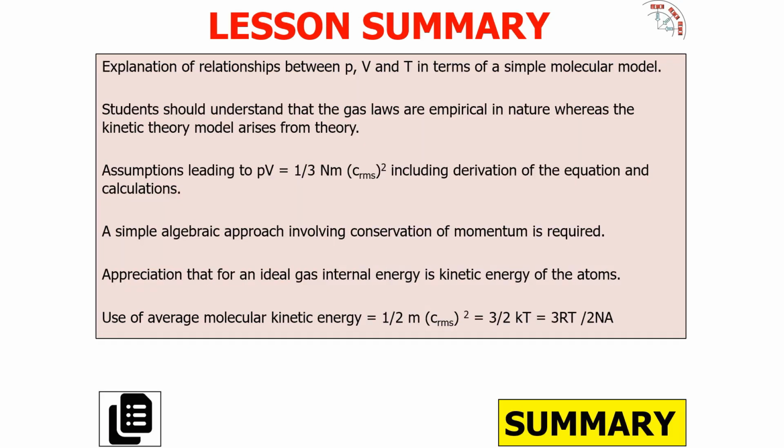So what we have learned in today's lesson is that we should be able to explain the relationships between P, V and T in terms of a simple molecular model, understand that the gas laws are empirical in nature while the kinetic theory arises from theory, the assumptions leading to PV equals 1/3 Nm c_rms squared, including the derivation of the equation and calculations, a simple algebraic approach involving the conservation of momentum, and an appreciation that for an ideal gas the internal energy is the kinetic energy of the atoms, and that the average molecular kinetic energy is 1/2 m c_rms squared, or 3 over 2 kT, or 3RT over 2N_A.